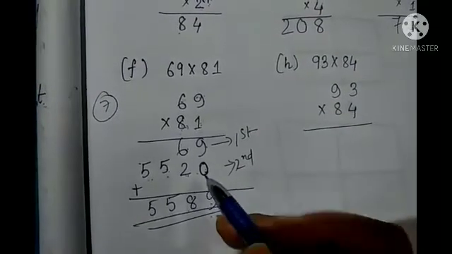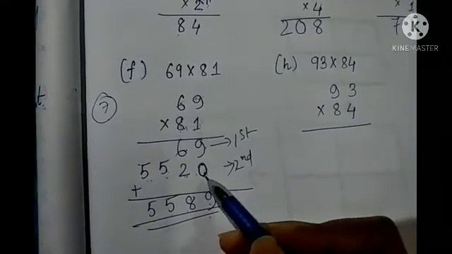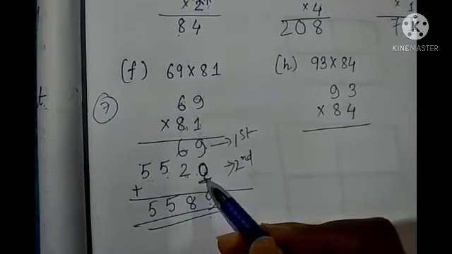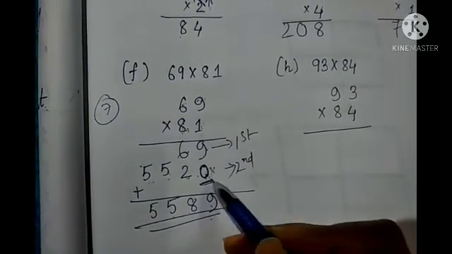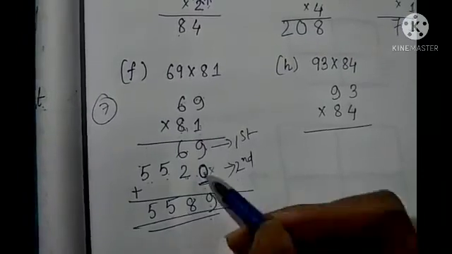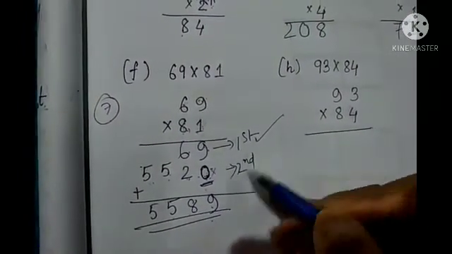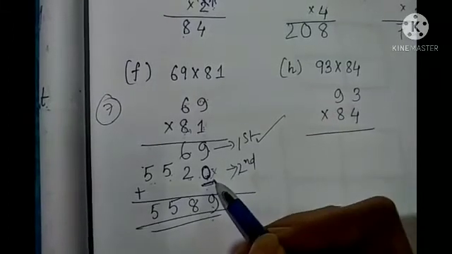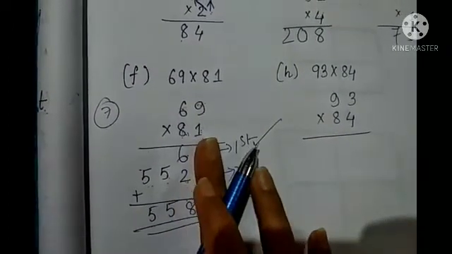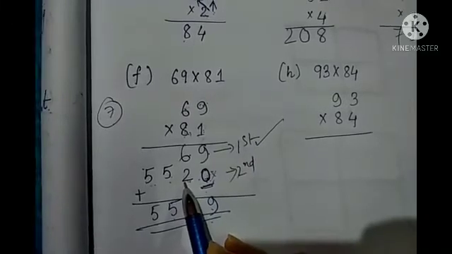So in this way, this one is the first step and this one is the second step. In the second step you have to remember that in the ones place you have to put 0, or you can put a cross also, because the ones place we have already done in the first step, so no need to do it again in the second step. You just have to skip that place and start from the tens place.